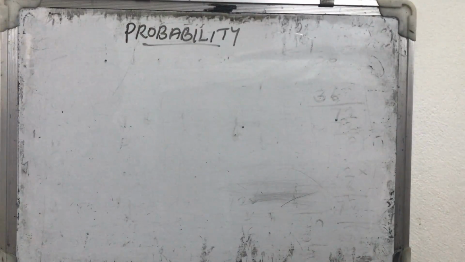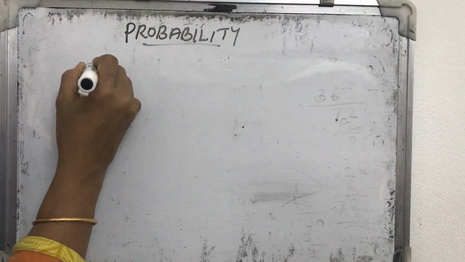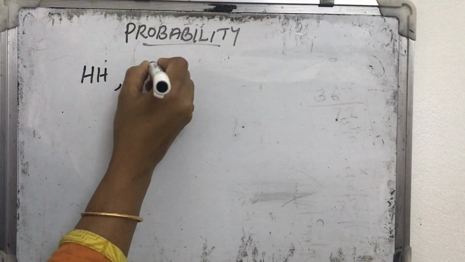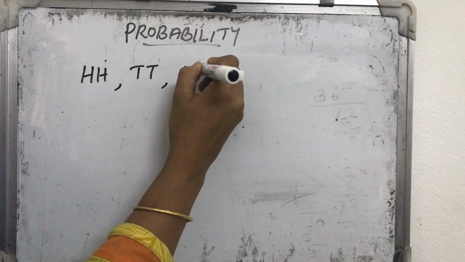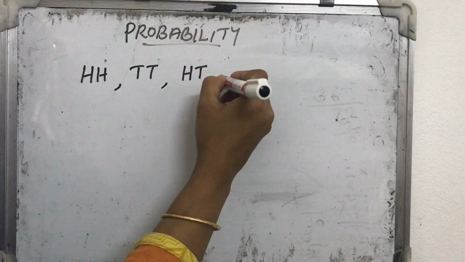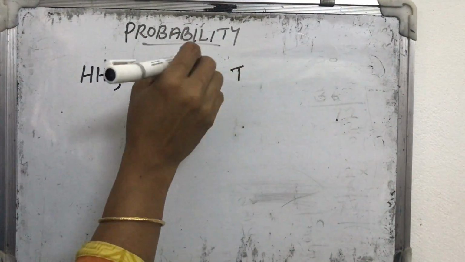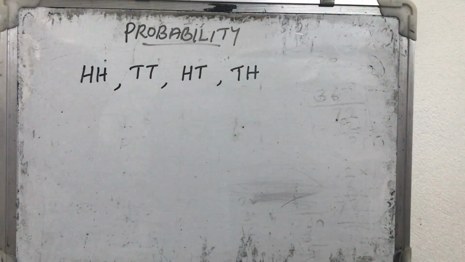When we toss 1 coin, we will get only 2 chances, one head and one tail. But when we toss 2 coins together, the outcomes will be, first, both get a head. Another chance, both coins make tail. And another chance, the first coin makes head and the second coin makes tail. And another chance also there, the first coin is tail and the second one head. So 4 different chances are there.